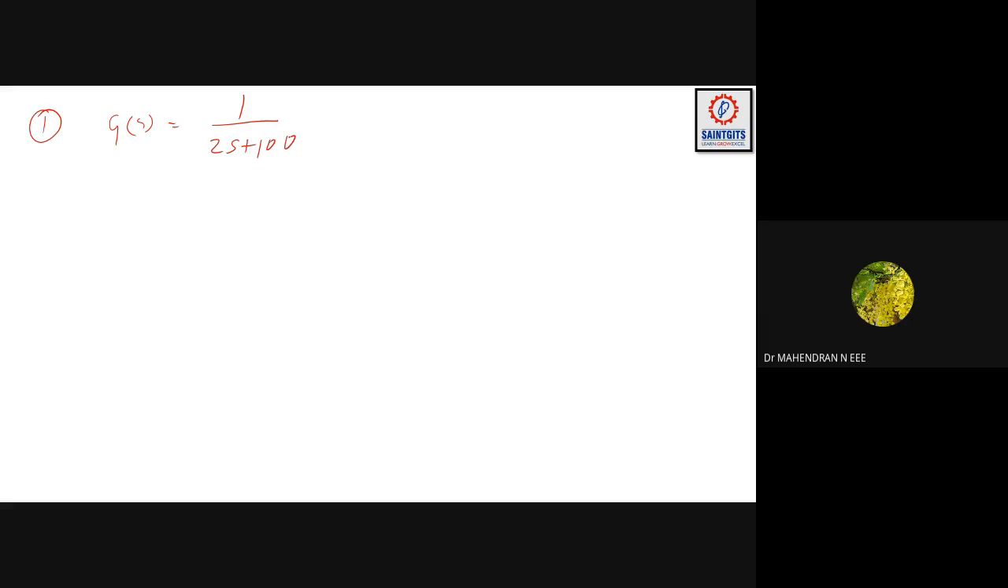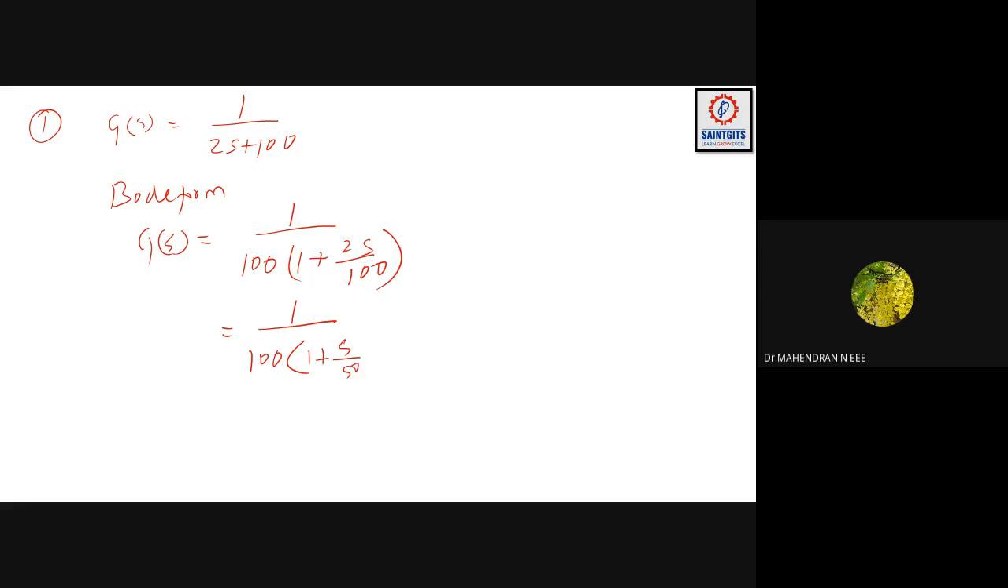2s plus 100. Okay, so convert this into Bode form. So Bode form of the transfer function: G of s equal to 1 divided by, you take 100 outside, then it will be 1 plus 2s divided by 100. Then this is equal to 1 by 100 into 1 divided by 1 plus s divided by 50. So this is your Bode form of the given system, and it contains two terms.